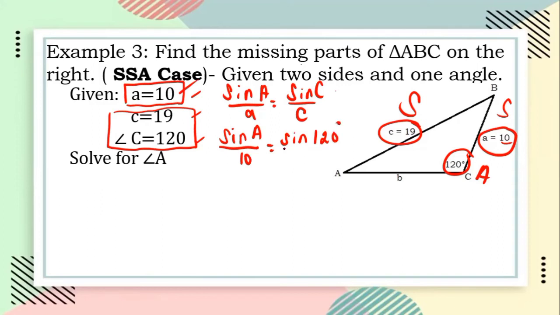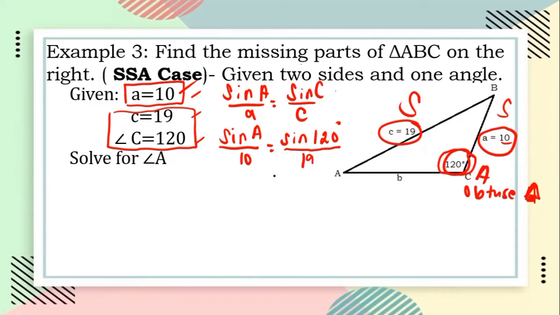By the way, what kind of triangle is shown in this figure? Very good, it is an obtuse triangle, because 120 degrees is greater than 90 degrees. Therefore, it is an obtuse triangle. Alright, so the side that is opposite to angle C is 19.